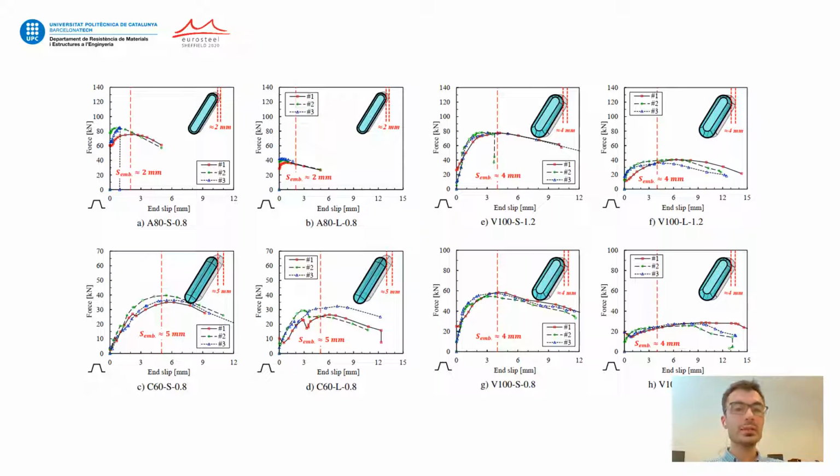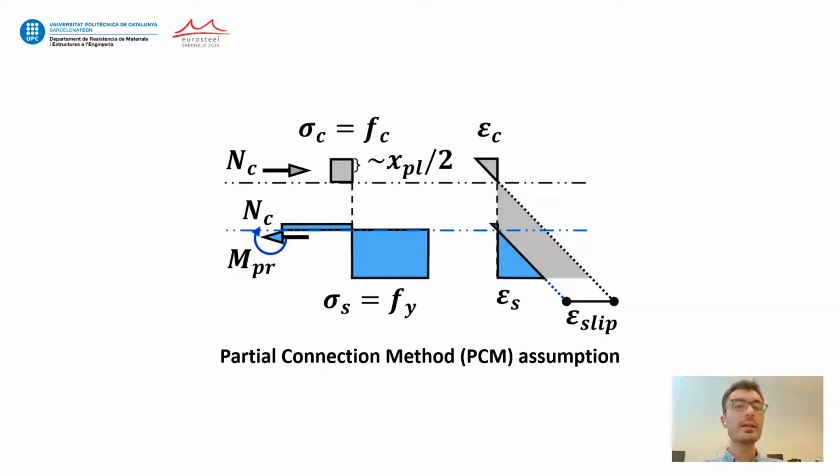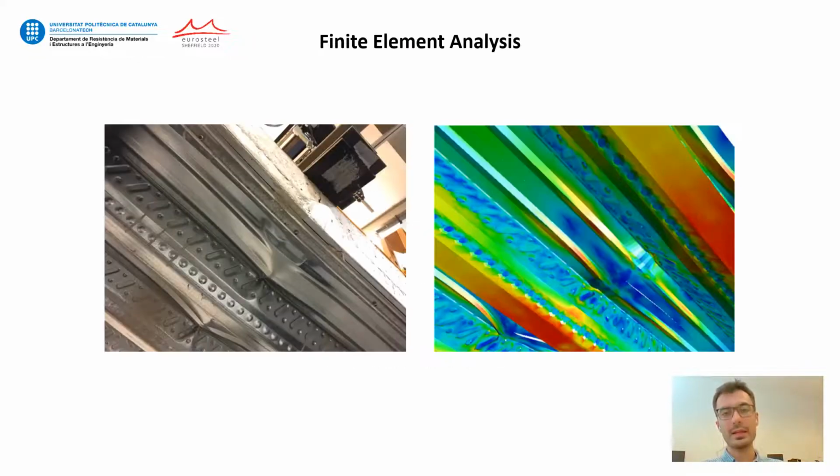Let's have a second look at the assumptions of the partial connection method. The slip can be developed without vertical detachment until the steel yields in tension and compression and concrete in compression. According to this assumption, the stresses are beyond the yield limits at the maximum resisted force. We've studied the very same composite slabs using a finite element analysis. First, let's have a look at the modeling approach.